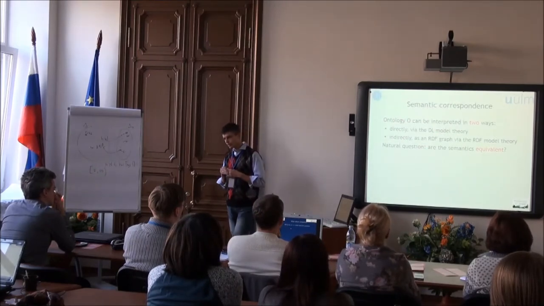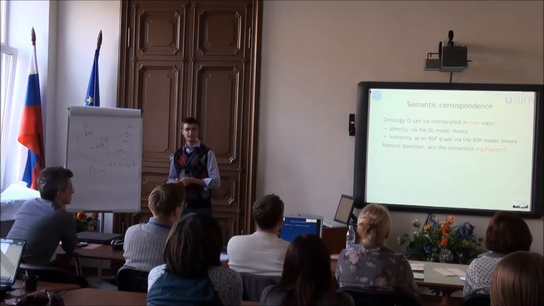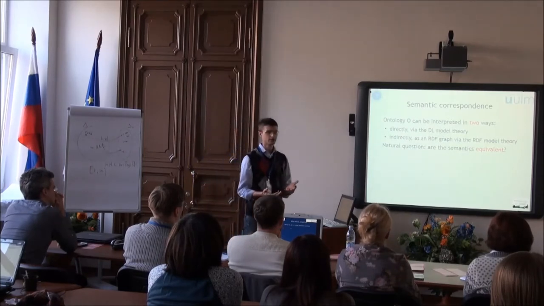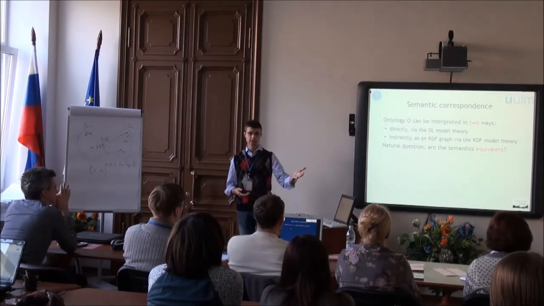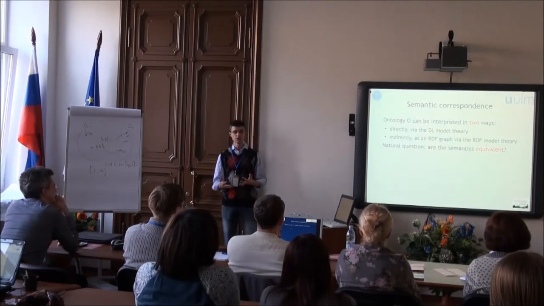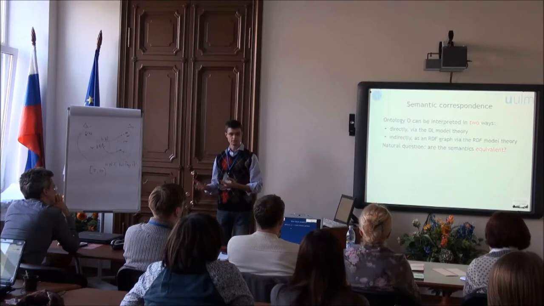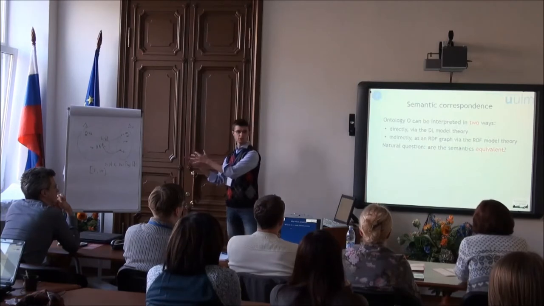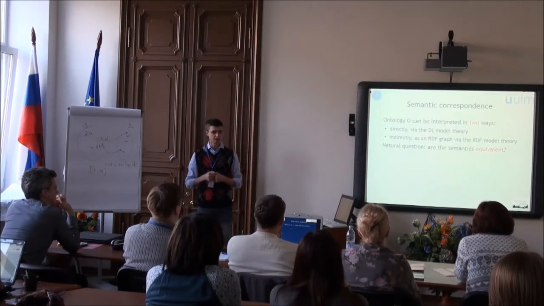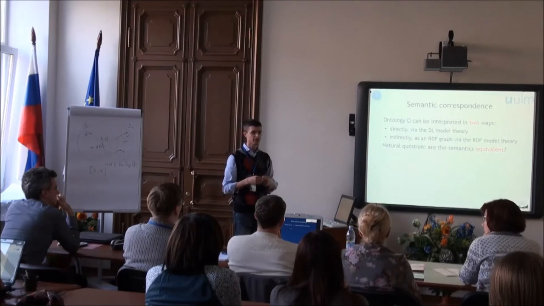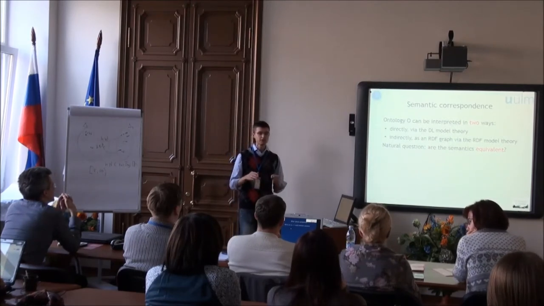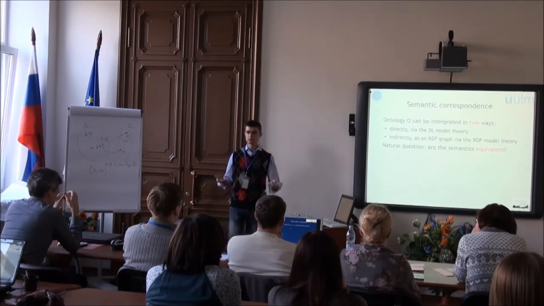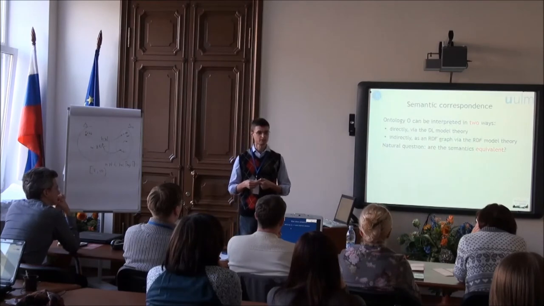So the interesting question now is that for a given ontology, there are two different ways of interpreting it. First, you can interpret it as a description logic knowledge base with description logic semantics, as was explained yesterday. Or you can map it to an RDF graph and interpret that graph according to the RDF semantics. If you have multiple ways of interpreting the same piece of syntax, the natural question is whether those ways are good, and what do we mean by good?